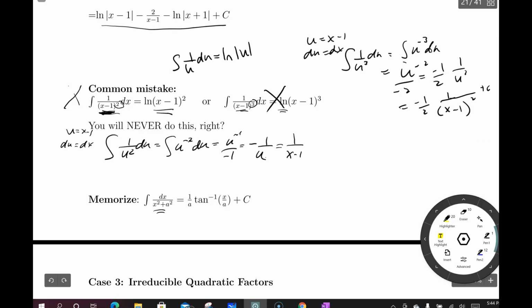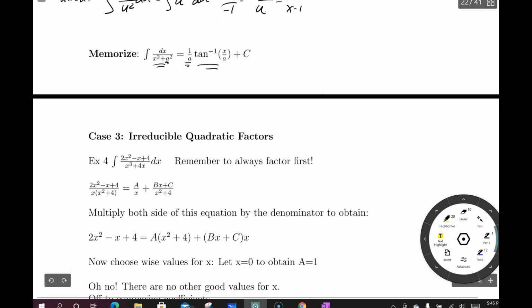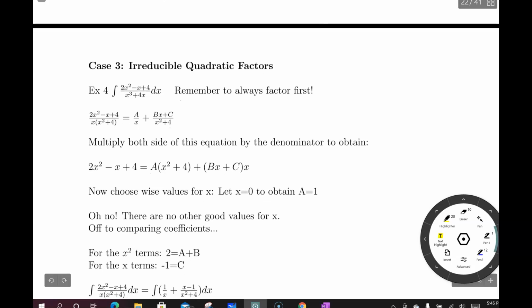Okay, and I just want to remind you, because this is going to be coming up, remember the arctangent: if it's got the a, this one has the a, 1 over a on the outside. All right, so let's dig into this case 3.